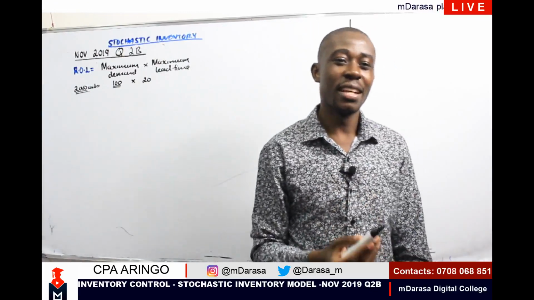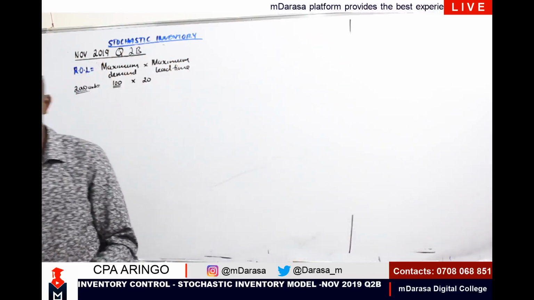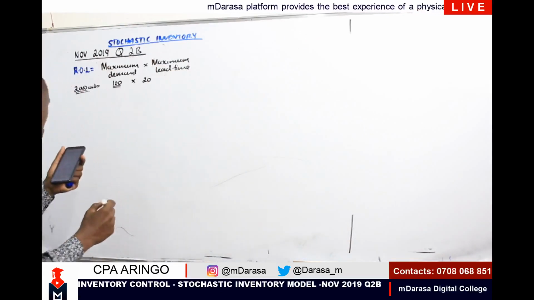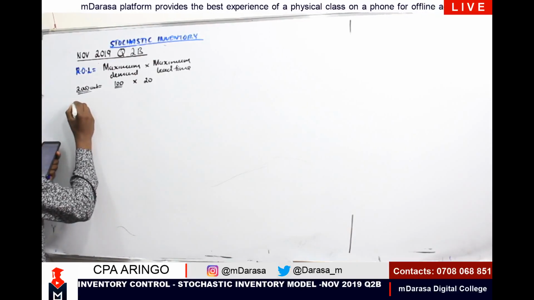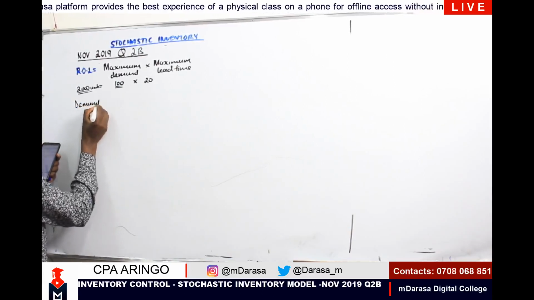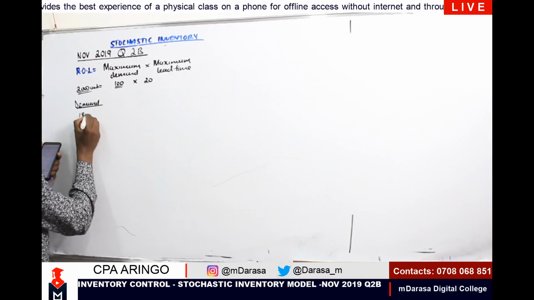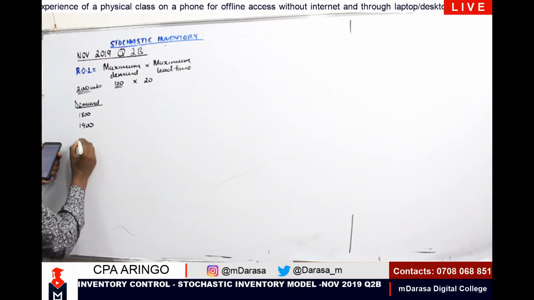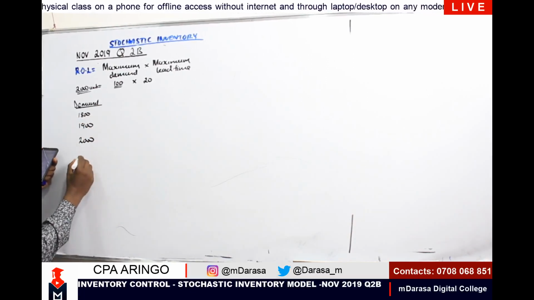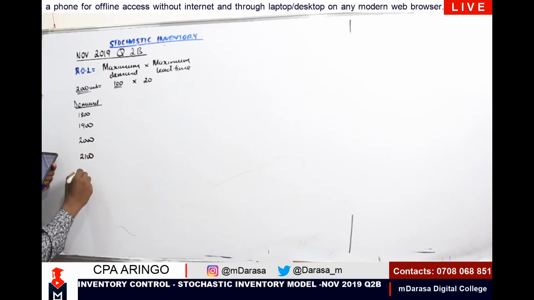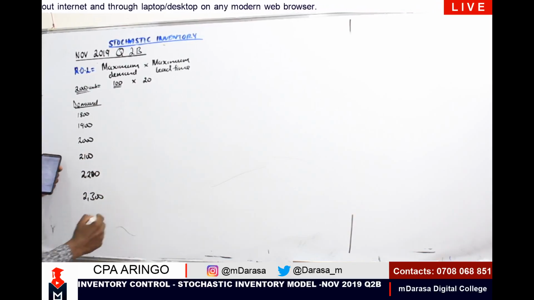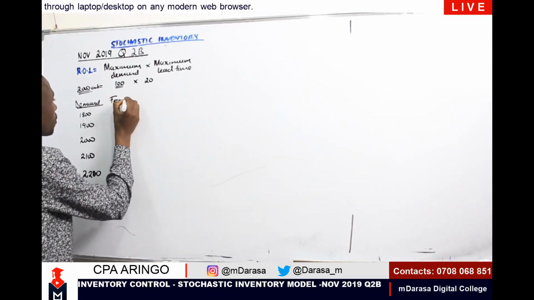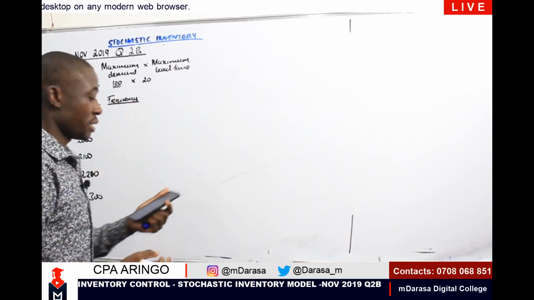In this case of ours, the question is, were we given probabilities? We weren't given our probabilities, so I also need to determine them. So this is the data that you are given: demand, or rather usage during the reorder period. Take this as our demand. I was given 1,800, 1,900, 2,000, 2,100, 2,200, and 2,300. Then frequency, I was given a frequency of 34.